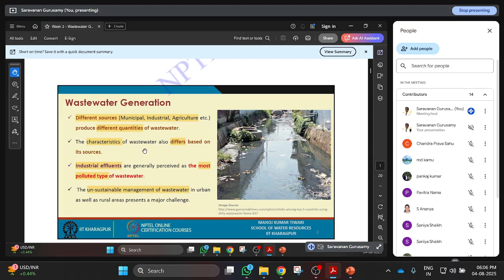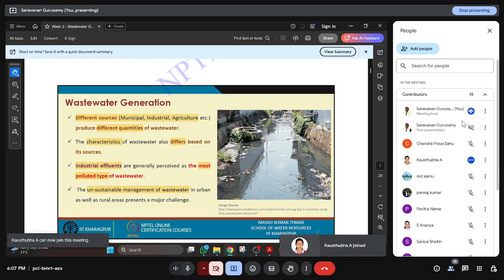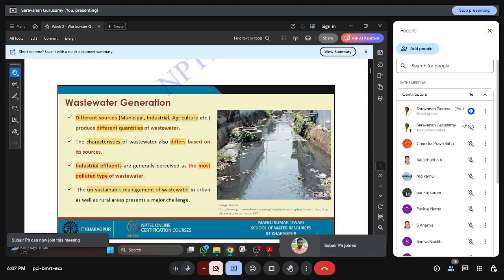The characteristics will vary based on the source. Industrial effluent is considered the most polluted type of wastewater, because domestic wastewater mostly has organics that can be easily degraded by the biological treatment system in our sewage treatment plant. But industrial effluents have different chemical properties that cannot be treated in our regular or conventional wastewater treatment plant. So we need a specific combined effluent treatment plant, called CETP. We can have a CETP for tanneries, SIPCOTs, or textile industries. Combinedly, they can have a CETP that can handle the wastewater coming out of the specific industries.